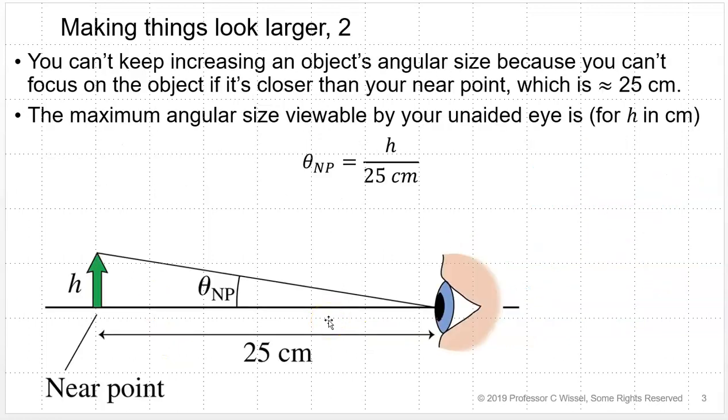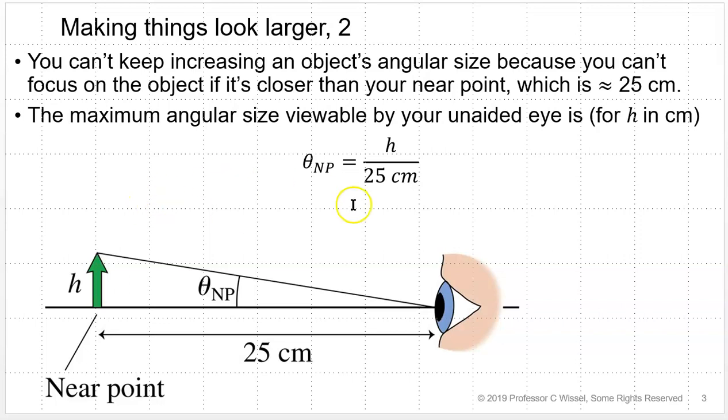But there is a limit on this, something called your near point. If you get something closer to your eye than your near point, it comes out blurry. And the worst thing about this is that as you age, or if you're farsighted, your near point could be 100 centimeters. It limits how close you can get something.